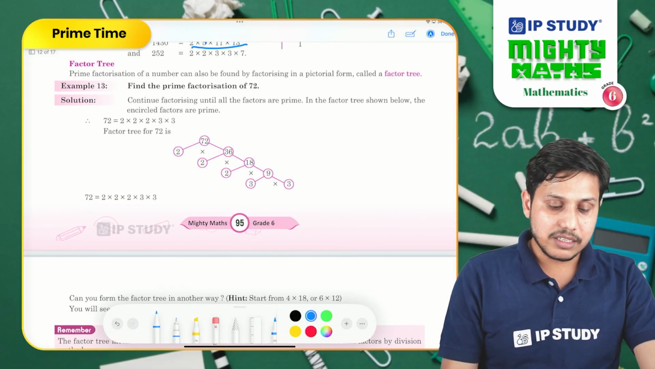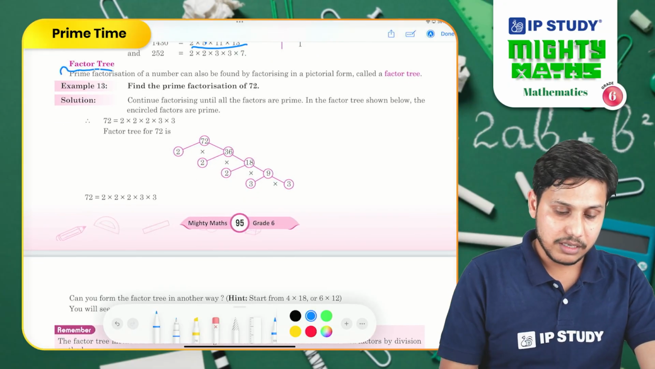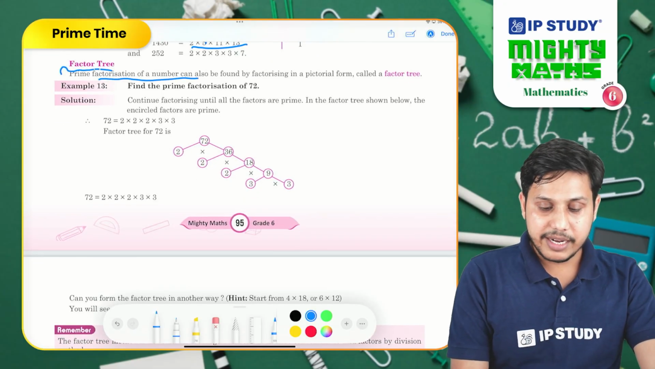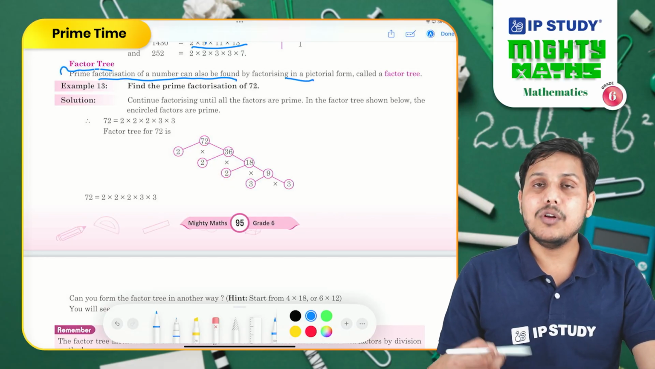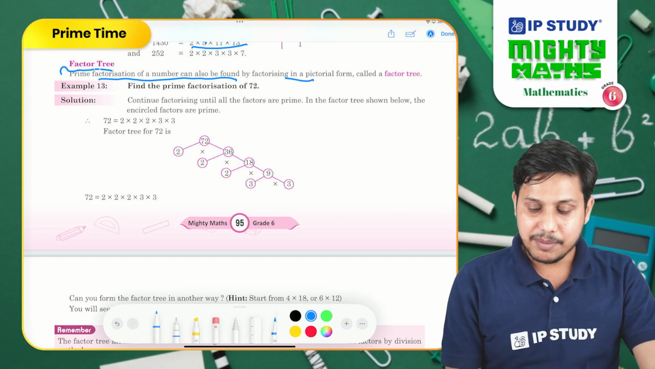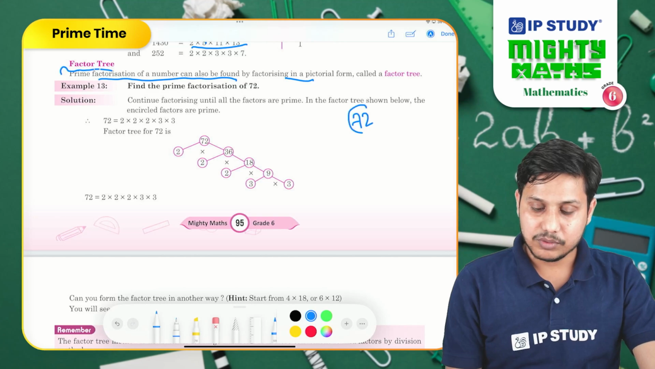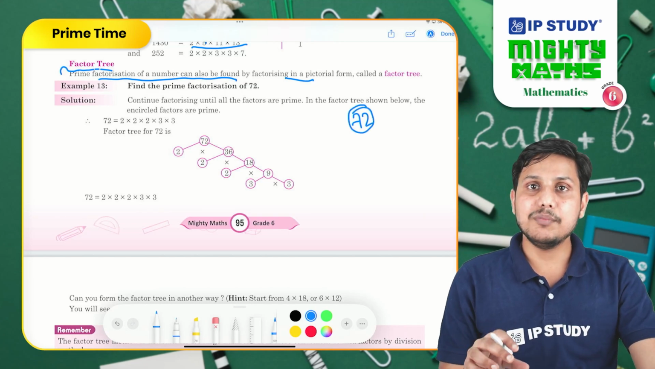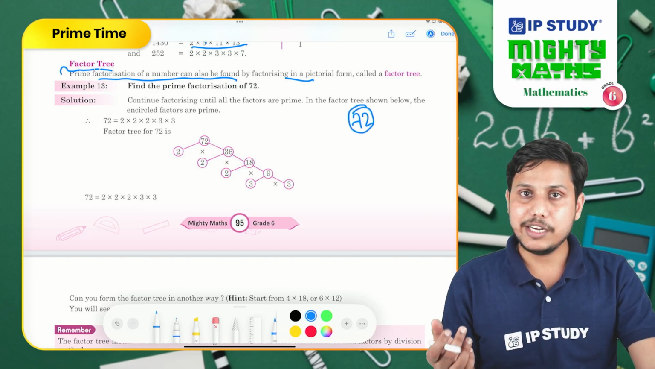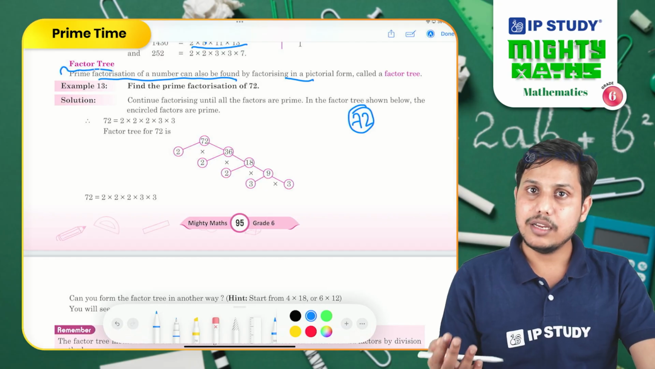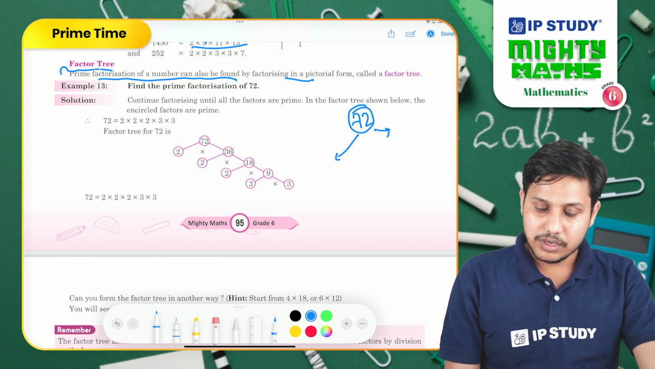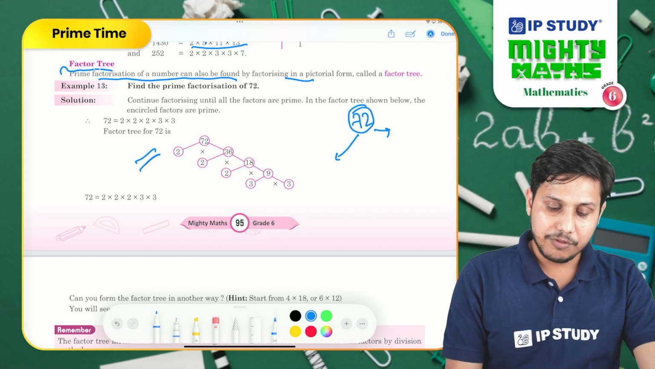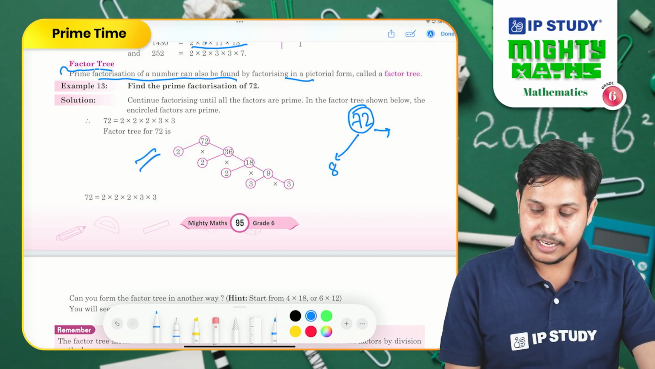So next is factor tree method. Prime factorization of a number can also be found by factorizing in a pictorial form, which is called factor tree method. For example, let's suppose we have 72. We need to find two numbers which we can multiply to get 72. It can be either 8 and 9, or 2 and 36. So as we have an example of 2 and 36, I will use 8 and 9.